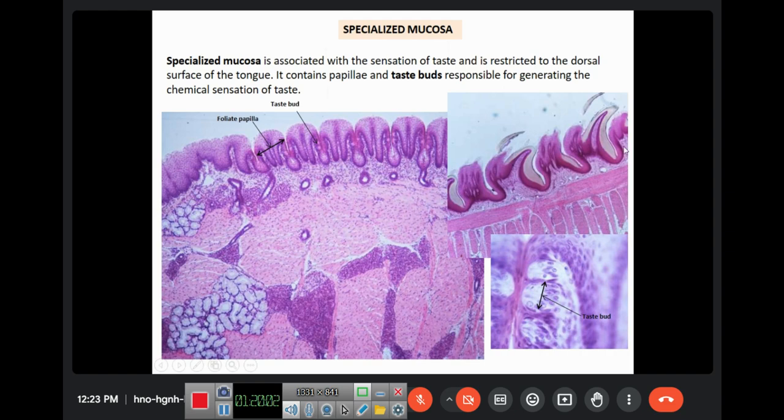In this picture we have the filiform and fungiform papillae. Filiform papillae are covered with keratinized epithelium with whitish stratum corneum. They are not for sensation of taste. They are for mechanical processing of food. And these are fungiform papillae. They have taste buds.